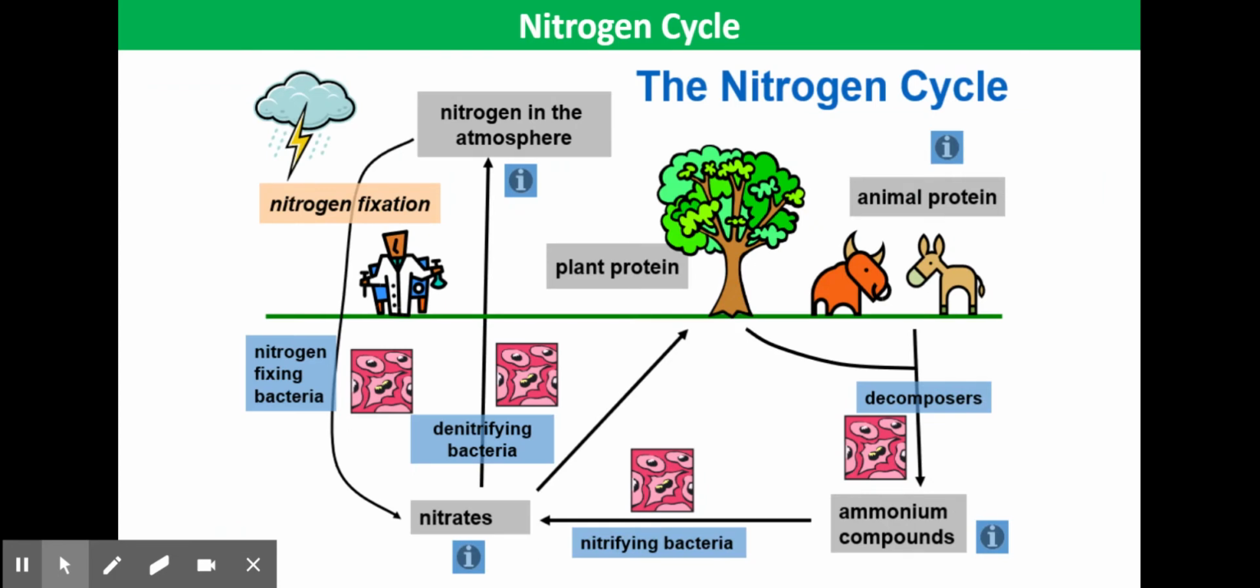So just to run through those three really key bacteria again, we've got nitrogen-fixing bacteria, nitrifying bacteria, and denitrifying bacteria. Nitrogen-fixing bacteria fix nitrogen with oxygen in the atmosphere to form solid nitrates. Nitrifying bacteria convert ammonia from decaying organisms into nitrates, and denitrifying bacteria convert soil nitrates, so that's nitrates in the soil, back into nitrogen gas.